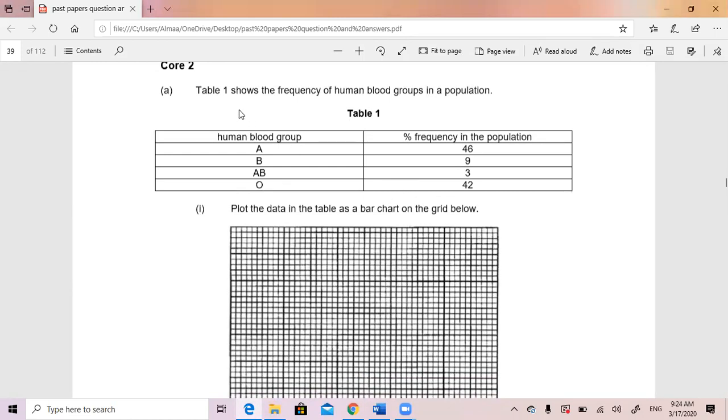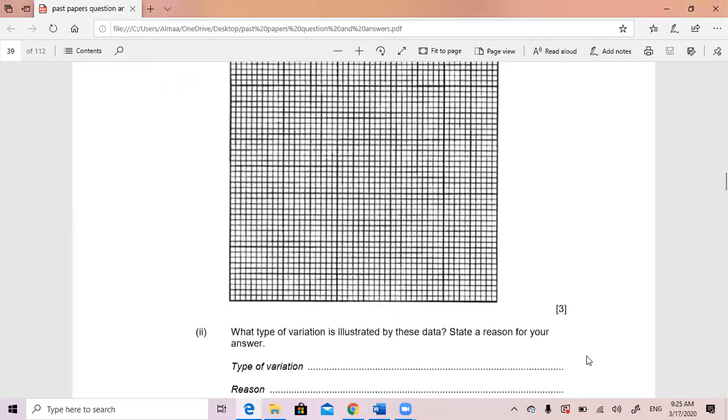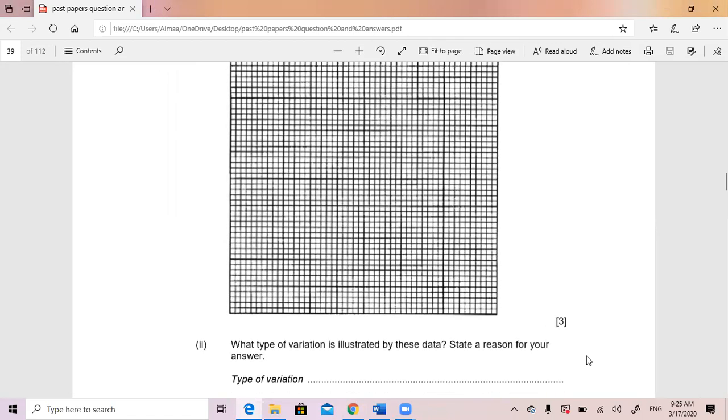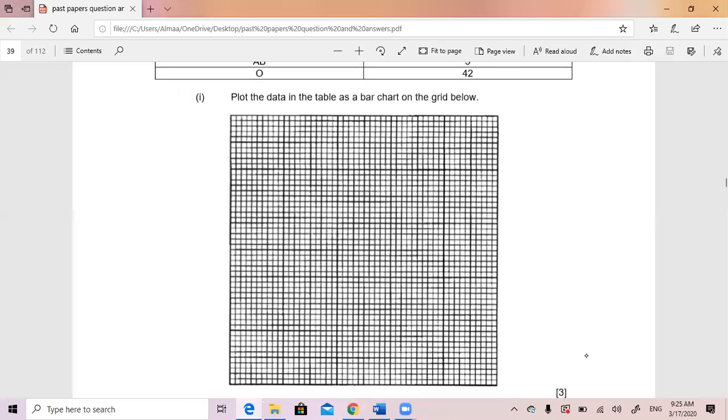Table 1 shows the frequency of human blood groups in a population: blood groups A, B, AB and O. That's the percent frequency in the population here. It needs axes. You can plot it. It's very easy. You will draw 4 columns here. Upload the data from the table into the bar chart.